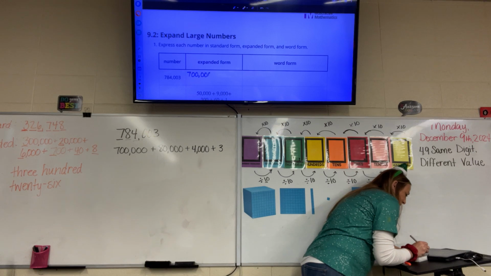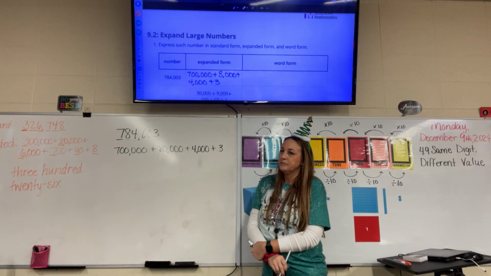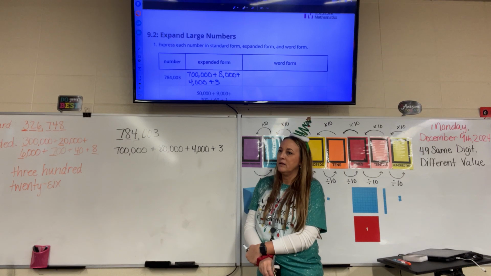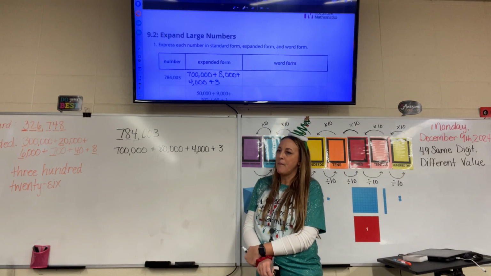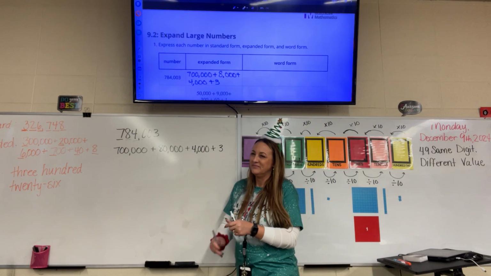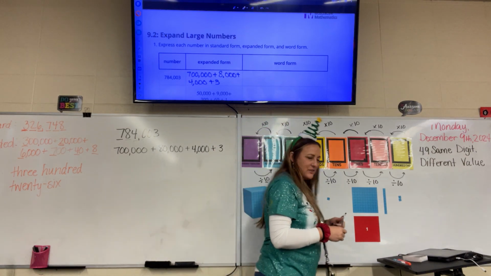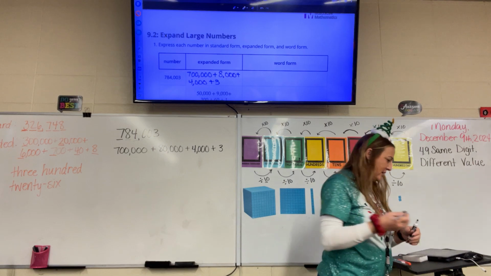700,000 plus 80,000 plus 4,000 plus 3. And then, who would like to try reading that number? Reading this number for us. Harbor? 184,003. Without the and in it. No. Nope. 784,003. Yep. It sounds kind of weird when you're used to saying it with an and.